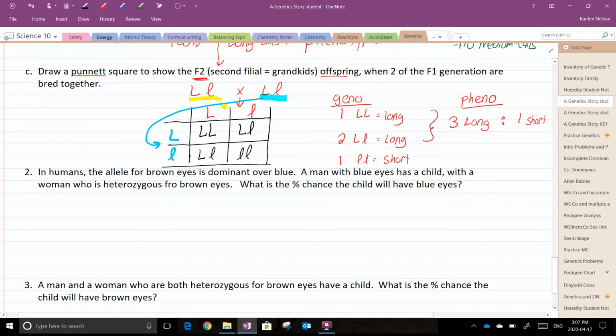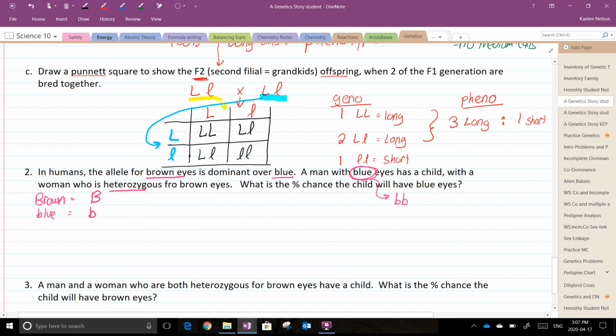Our next question deals with brown eyes and blue eyes. So brown is dominant over blue. So we're going to call brown big B and blue little b. A man with blue eyes. Okay, right away we know that this man has to be little b, little b, because it's recessive, and you can only show a recessive trait if you have 2 of them.